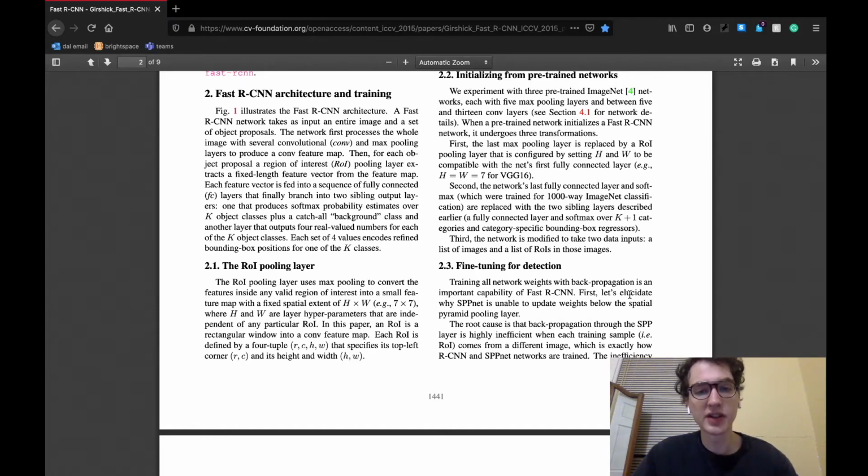The first output is a softmax probability estimate over k+1 object classes where the proposals may be. The +1 to k is a catch-all background class for classifications that might not fit into any of the other k classes. The other output is another layer that outputs 4 numbers for each of the k object classes. Each set of the 4 values encodes a position to set a bounding box over the object in that image.